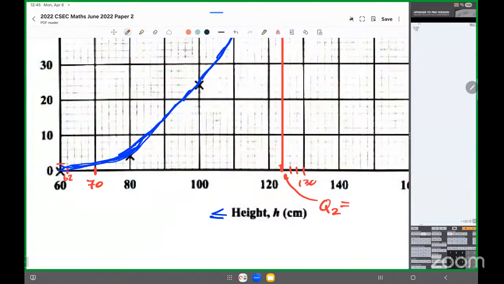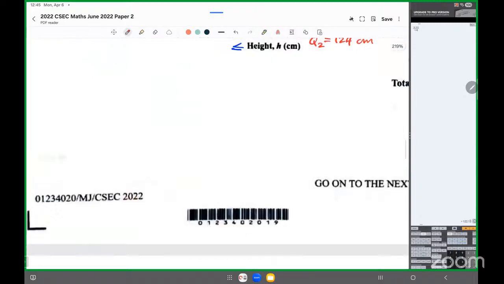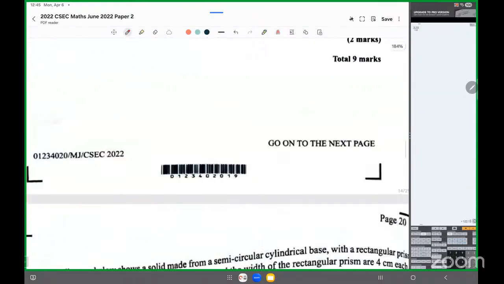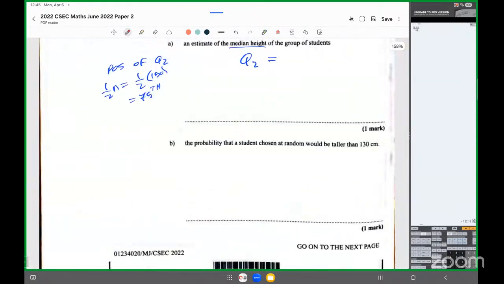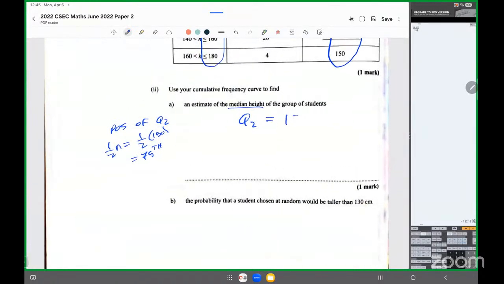This will be 130. Alright, so that is clearly 124. Q2 is 124 centimeters. That's Q2, 124 centimeters. Let's write it up here. So Q2 is 124 centimeters. That is it. All right. Shift this down a bit.